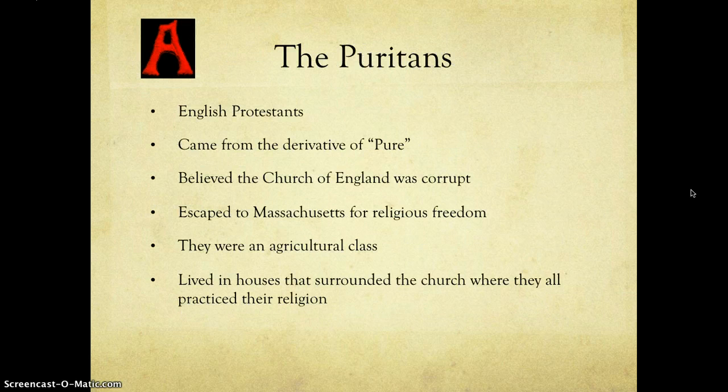The word Puritan actually comes from the derivative of pure. Go figure. The Puritans are English Protestants who believed the Church of England was corrupt. Because of this, they escaped England and moved to Massachusetts for religious freedom. Now on a side note, the Puritans would have been killed if they had stayed in England because the king forbid them from practicing their religion. They were an agriculture class and lived in houses that surrounded the church in which they practiced their religion.